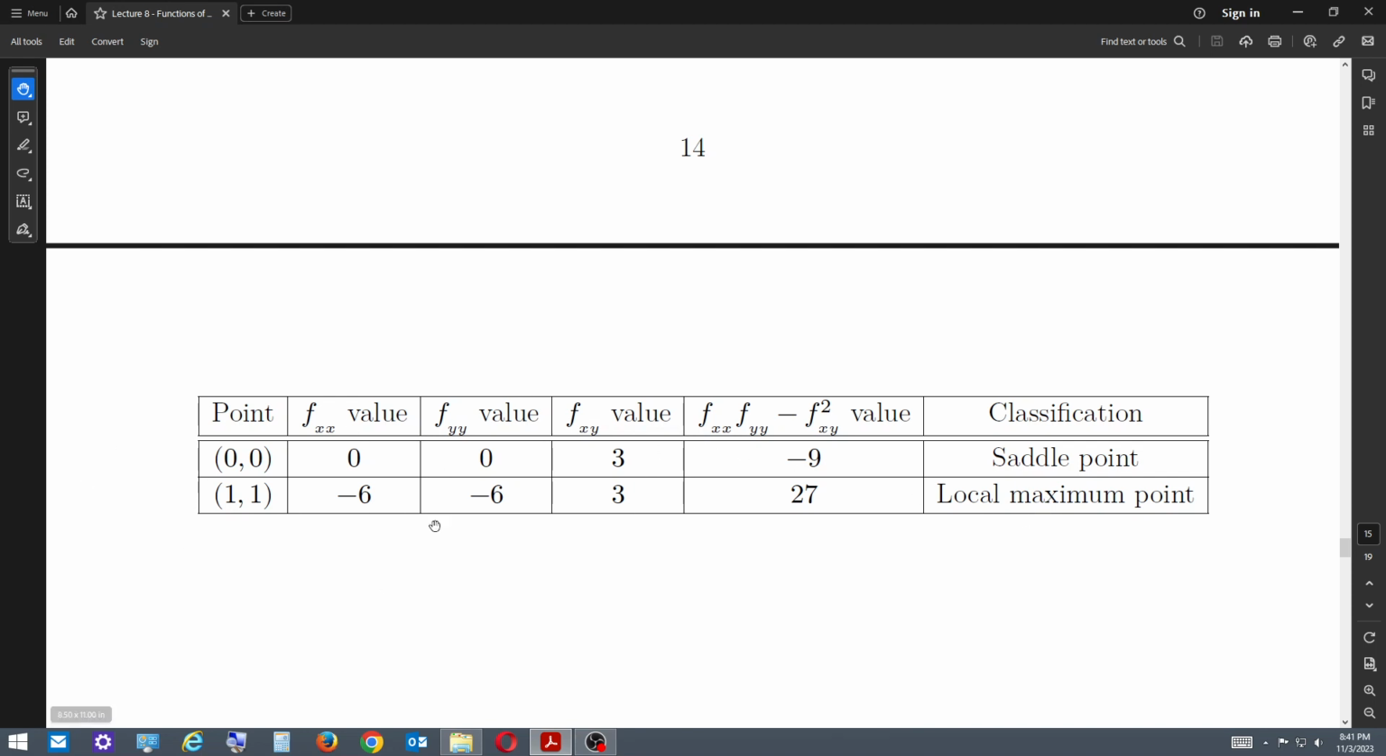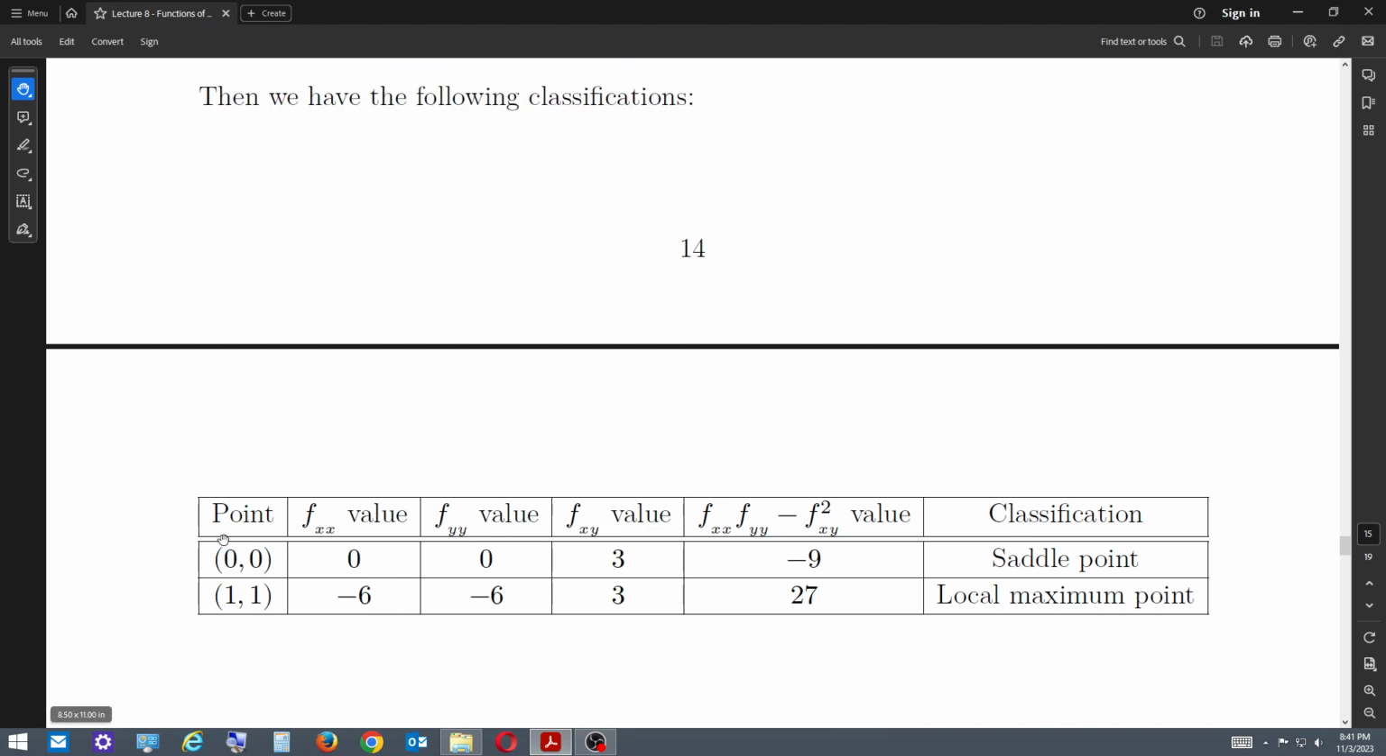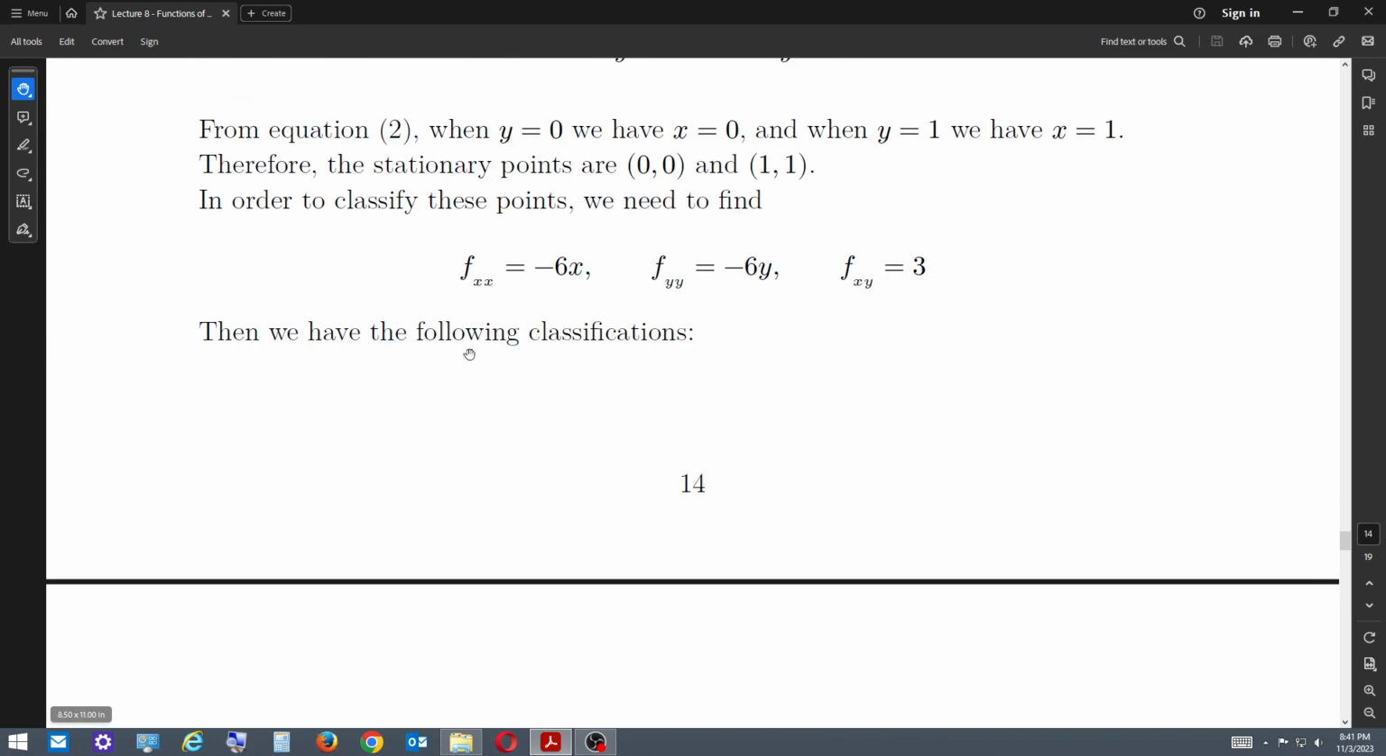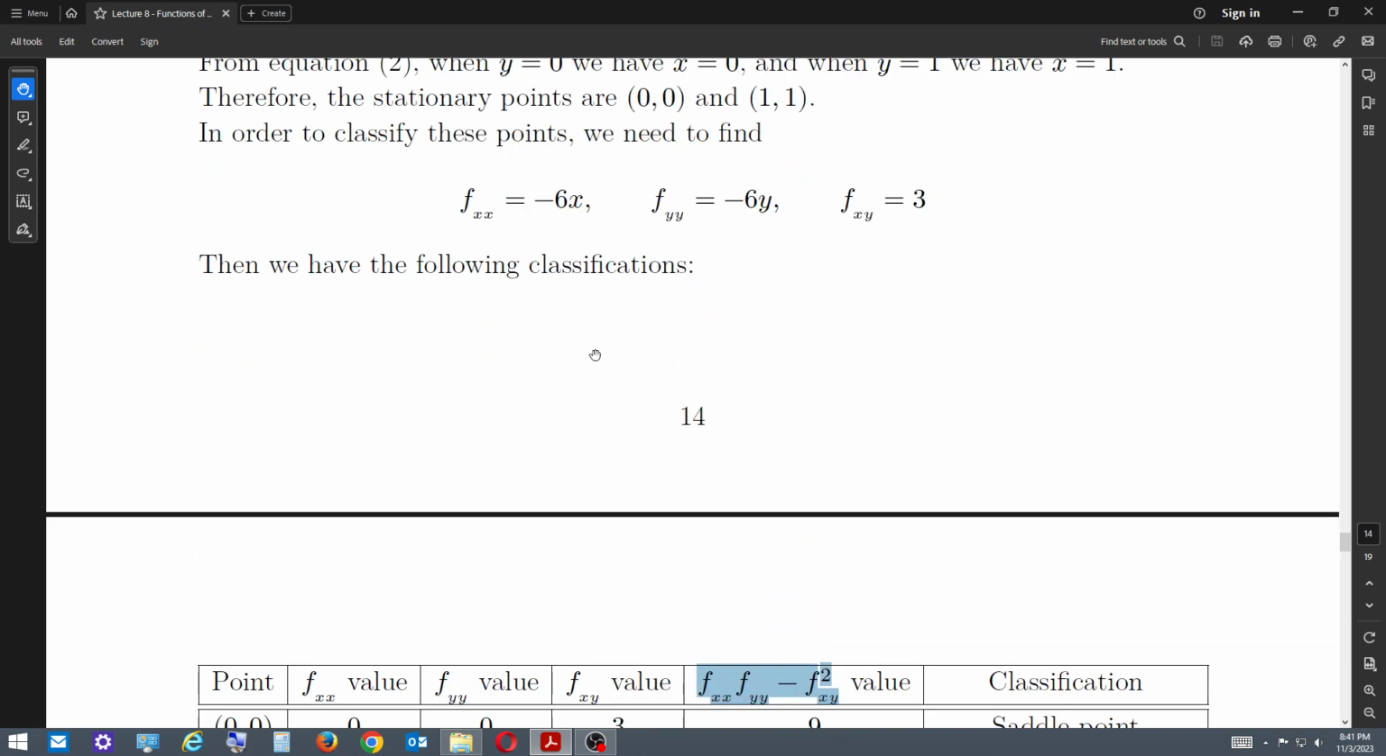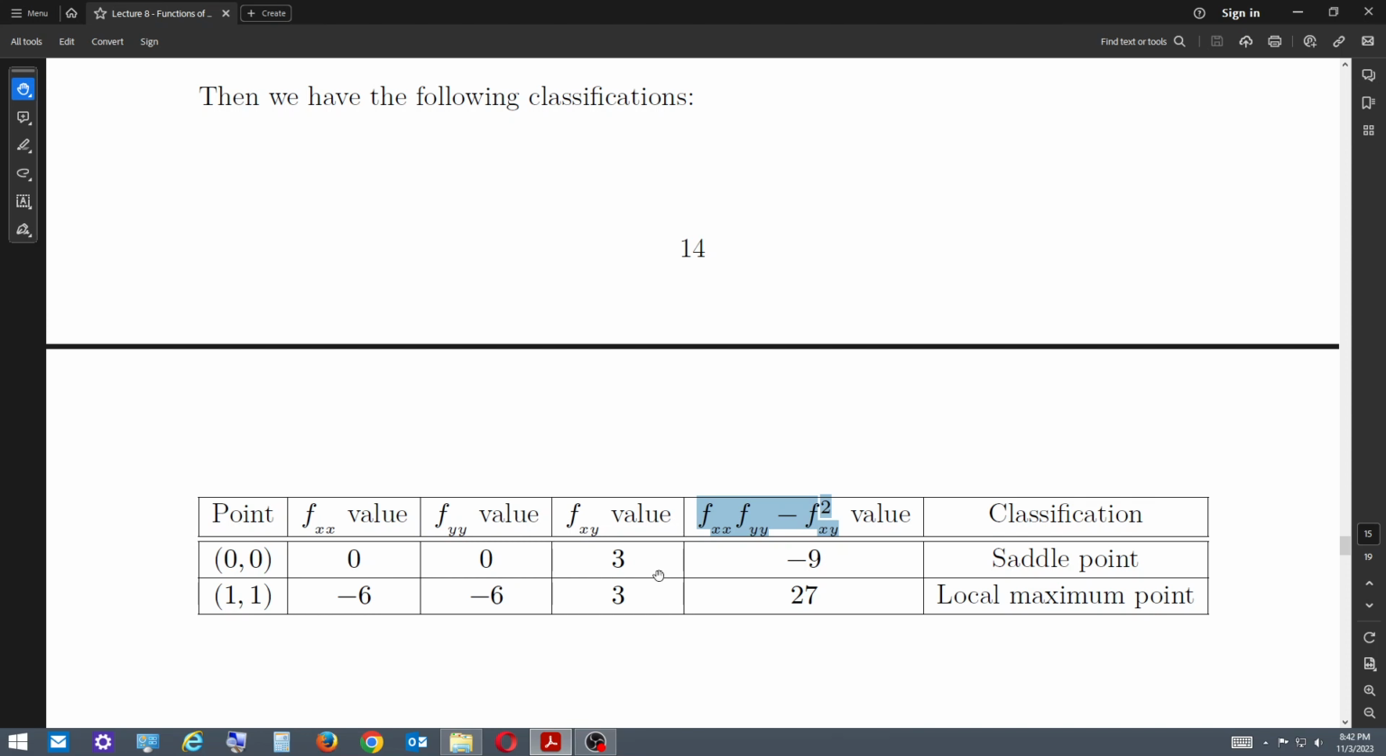Right, now how I did it here is actually a little different, so this might actually be an easier way to do it. You create a table. So the first column is the point, then you can take the second derivative with respect to x, second derivative with respect to y, second derivative with respect to x and y, and then in the next column you have the value that you're looking for, this expression. And in the last column you have a classification. So in each row you put down each point, so 0, 0 and 1, 1, and then using these we can calculate each value as we go.